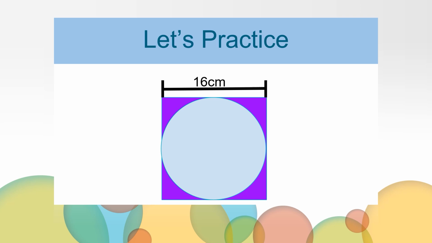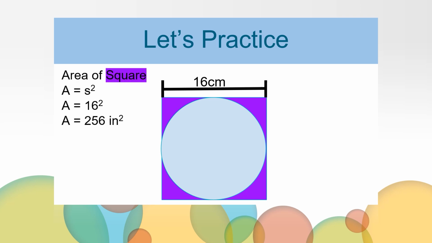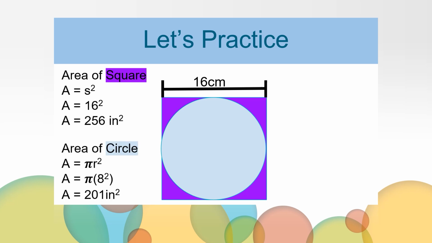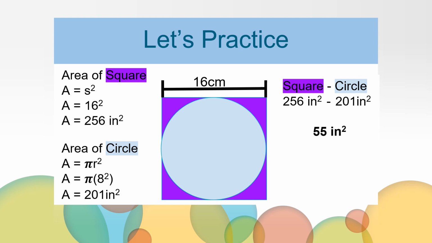Let's take a look at the answer. First, let's see what the area of the entire square is. Next, here's the area of the circle. Finally, we can subtract the area of the circle from the area of the square to find the area of the square that is not covered by the circle.